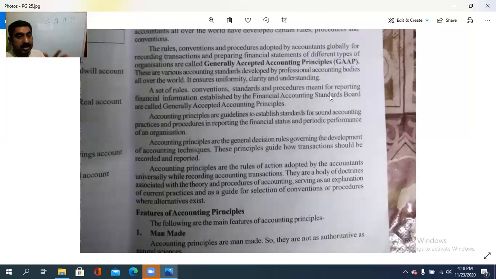So it is the principle to be adopted by accountants globally, that is, overseas also. Wherever the accountants are, they need to follow this, globally, for recording transactions and preparing the financial statements of different types of organization. Even if it is the financial statement of different kinds of organizations, they need to prepare it in this way, following the generally accepted accounting principles.